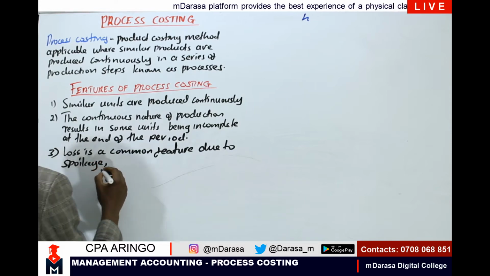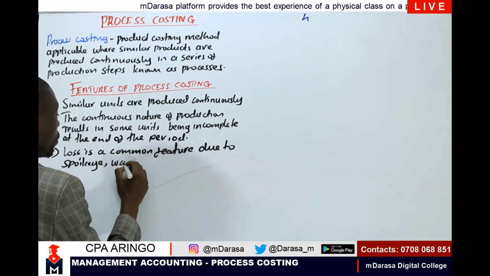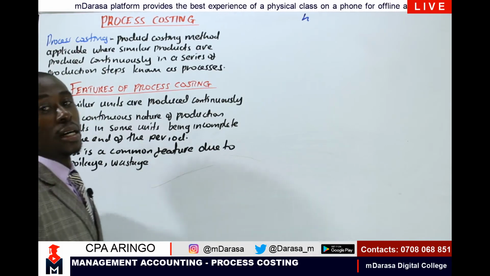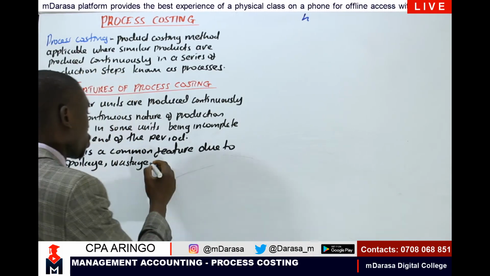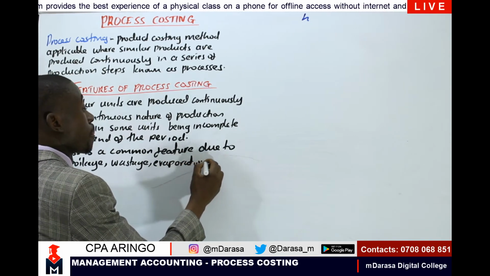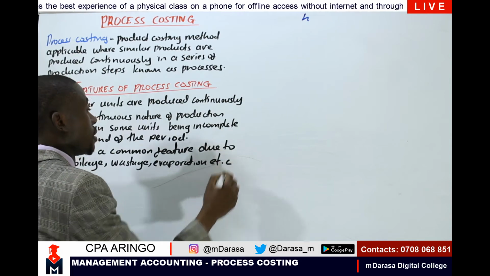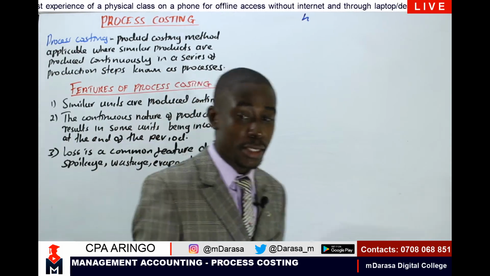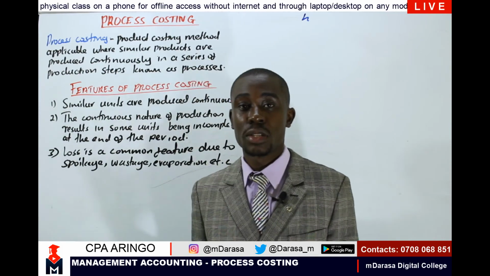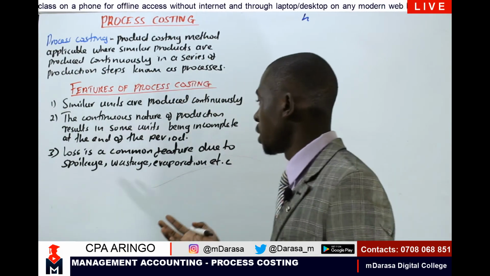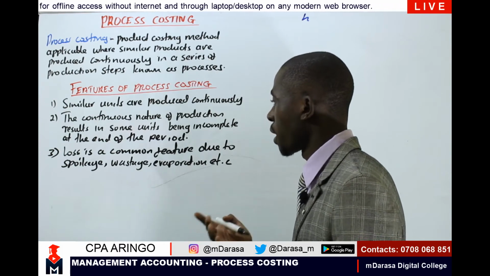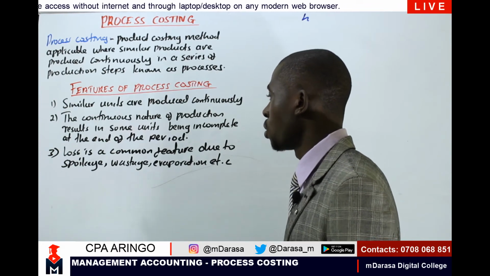Talk of wastage. We can also talk of evaporation, etc. Because whenever we are producing these elements, we are going to anticipate that I'm going to incur a certain loss. And this loss that we are anticipating, we will later on call what? Normal loss. You are expecting such losses to occur.